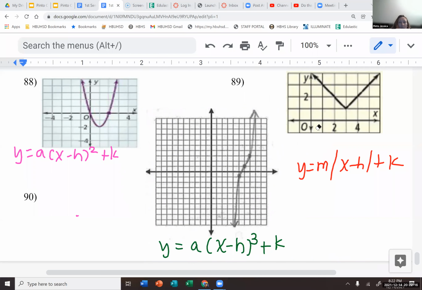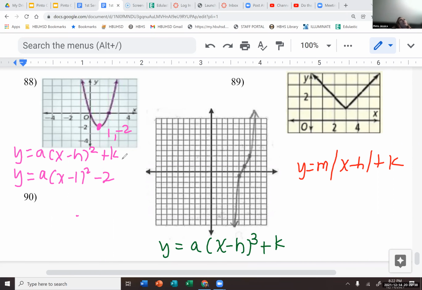Okay. So now we just find the hk and then we'll calculate another ordered pair to help us find the a value. So in number 88, the hk is the vertex, right? It's the interesting ordered pair. So that's happening at 1, -2. So I've got y equals a x minus 1 squared minus 2.